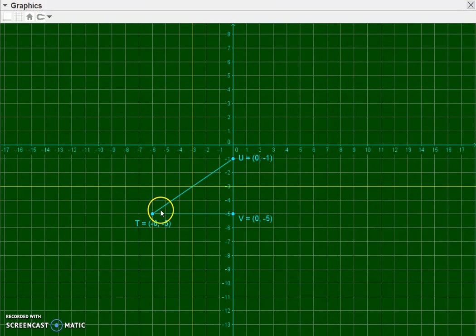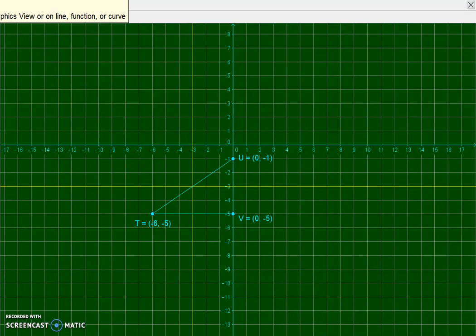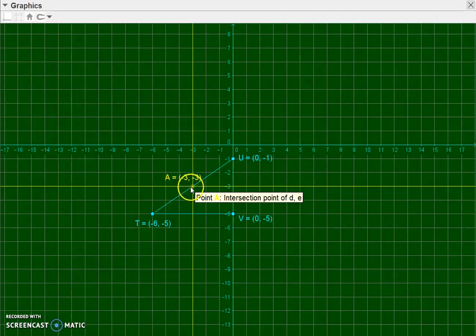So the perpendicular bisector of TV is the line x equals -3, and the perpendicular bisector of UV is y equals -3. And you can see that those lines intersect right here at -3, -3. So we'll go ahead and create a point there. And here's our point of concurrency, and we'll call it point A at -3, -3.